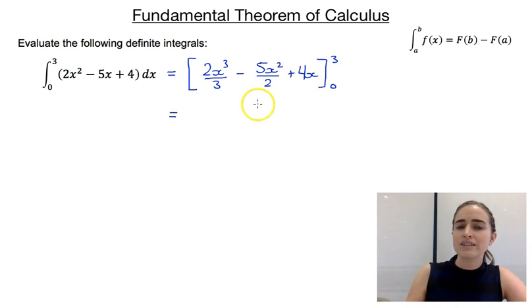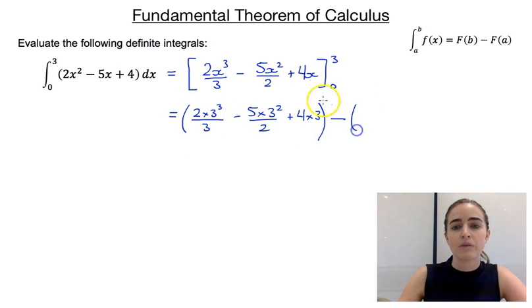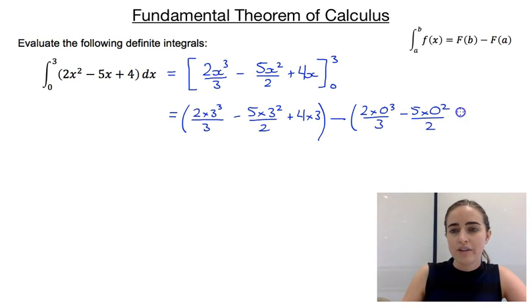Now that one's not really going to simplify, so I'm going to jump straight in and substitute. So we're going to have 2 times 3 cubed over 3. So this is substituting the 3 in everywhere. So minus 5 times 3 squared over 2 plus 4 times 3. So that's substituting the 3 in. Then we'll go minus and we'll substitute the 0 in. So we'd have 2 times 0 cubed over 3 minus 5 times 0 squared over 2 plus 4 times 0.